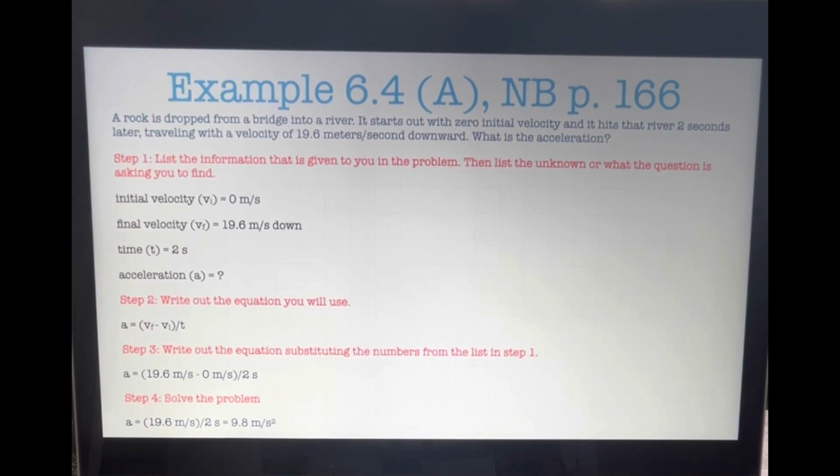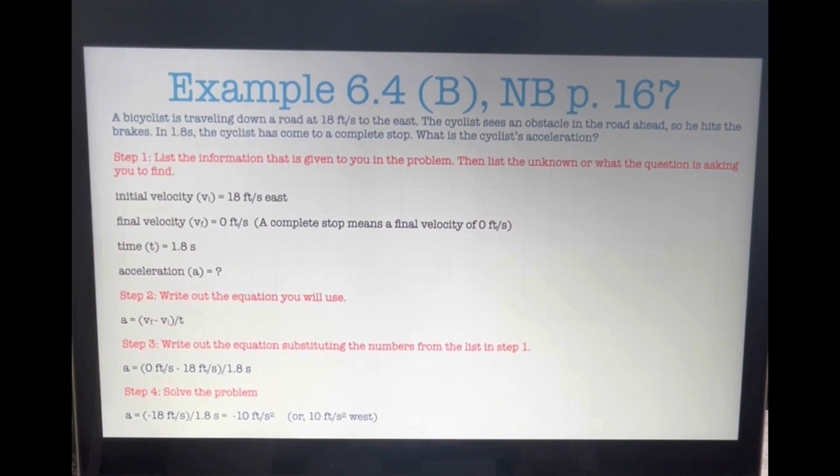Thus, the acceleration must be in the same direction as the velocity. Therefore, the acceleration is 9.8 meters per second squared. You must have downward in your answer.